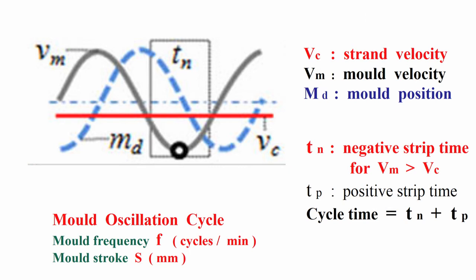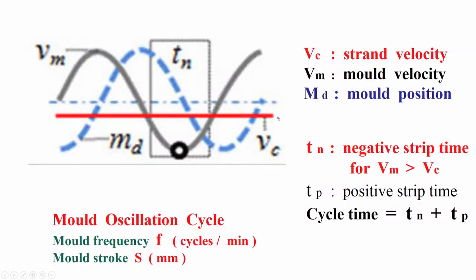So, this helps in good lubrication, number one. It helps in moderate heat transfer. The heat transfer should not be very fast, it should be moderate. If it is very fast, then there is a possibility of the shell getting stuck with the mold, and there may be a breakout. So, mold oscillation along with the liquid slag helps in good lubrication and moderate heat transfer, that I have discussed earlier. Now, let us see how this mold oscillation is taking place.